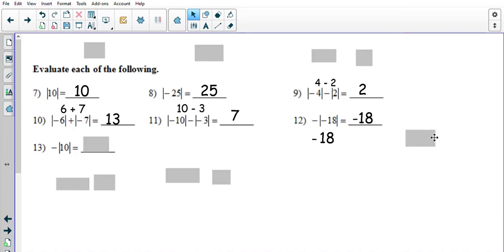So like I said, absolute value itself is never going to be negative. But a problem that involves absolute value and has some other things around it could be negative. So number 13, what do you think the negative absolute value of 10 will be? If you were thinking negative 10, you're correct. The absolute value of 10 is 10. Tack on that negative in front to make it negative 10.